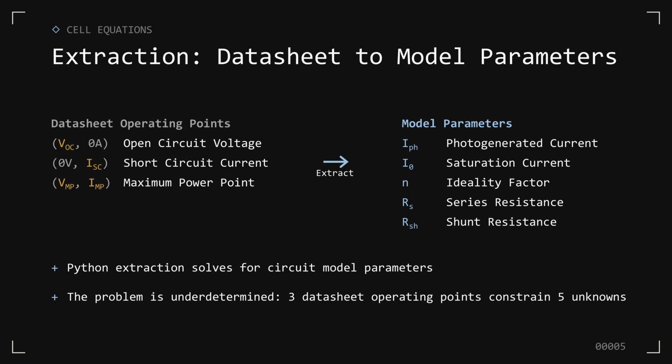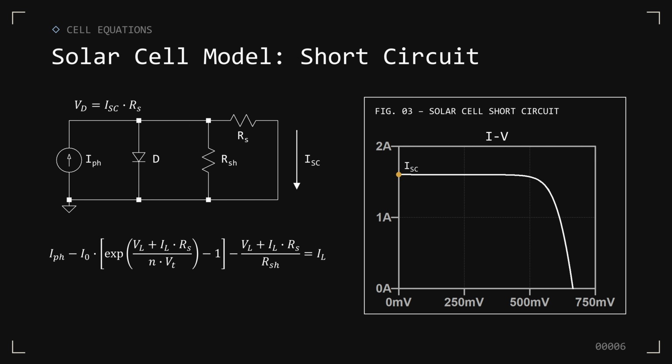Let's start by plugging those operating points into the equation we just derived. For the short circuit operating point, the load is completely shorted out. Voltage across an ideal short is 0, and current rises to the max, which is ISC. Because the current flows through the series resistor, the diode voltage becomes ISC times Rs. Plugging the operating point into the general equation, with the output voltage at 0 volts, the VL term goes away, and I load becomes ISC. So that's the solar cell equation at short circuit.